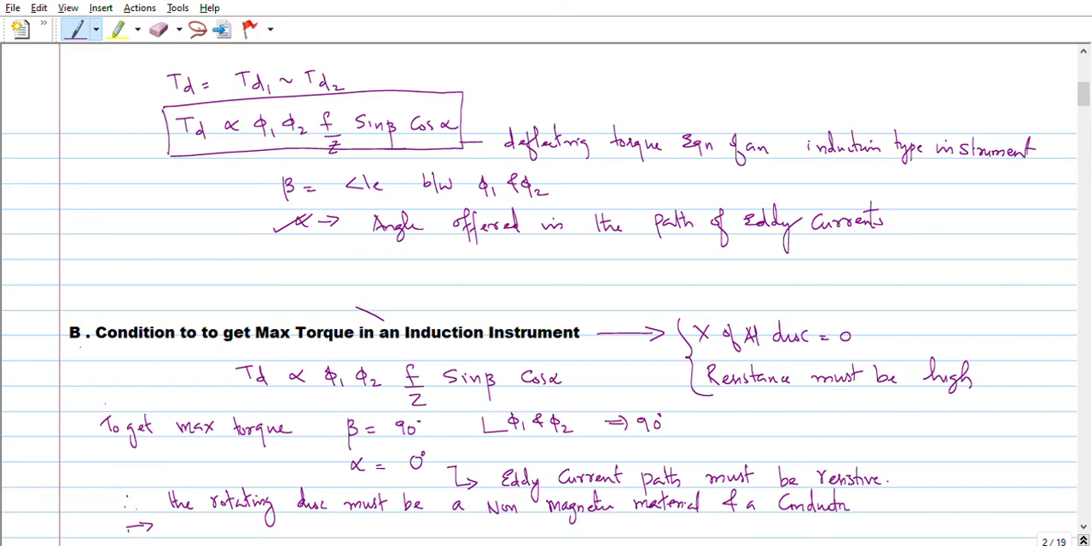That means alpha is equal to 0. The path must be resistive. The disc must be a non-magnetic material and a conductor, the reactance of the disc should be 0, and it should be a resistive one. These are important conclusions. What is the condition for getting the maximum torque in an induction type instrument?